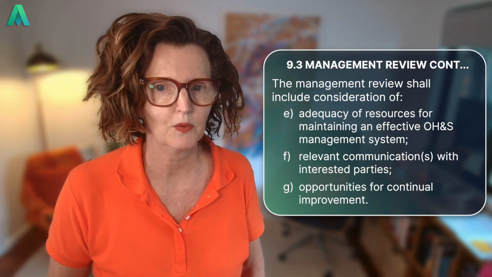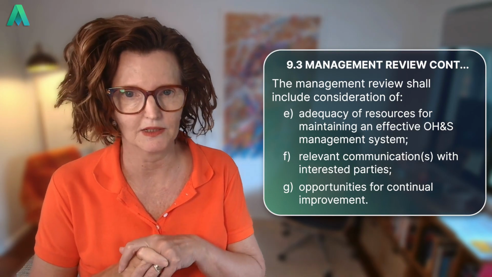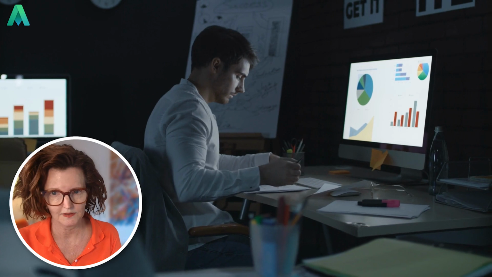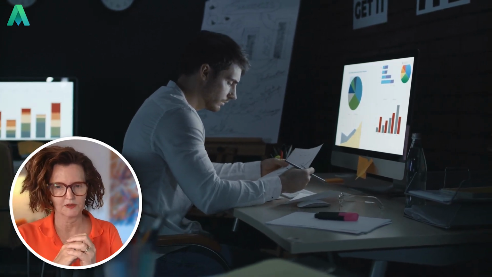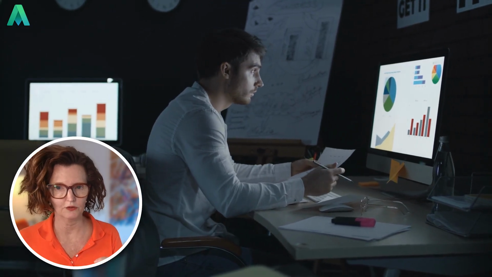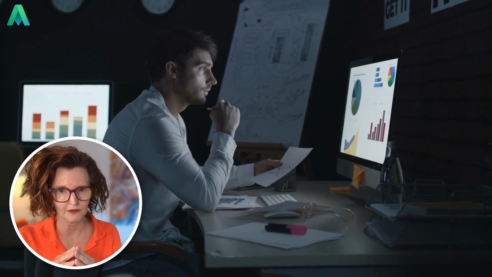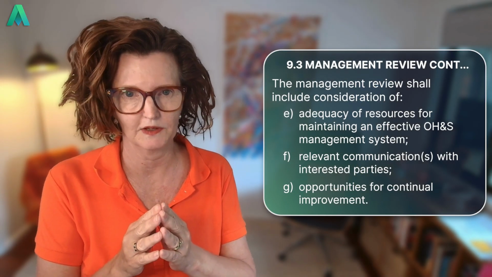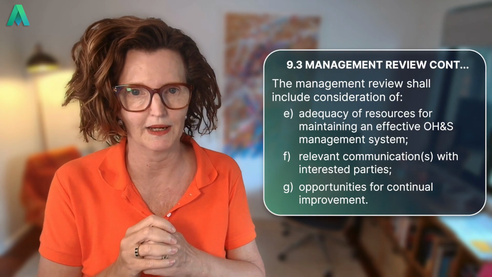All right. Then we move to F, relevant communications with interested parties. Okay, so what's the communication been with interested parties? Who are these interested parties? You should have identified these in clause 4.2. As a result of the output of clause 4.2, to understand the needs and expectations of your interested parties, what communications were decided upon with these interested parties? You may have also picked this up in clause 7.4, which is communication, and there's a specific part in there that talks about that as well.